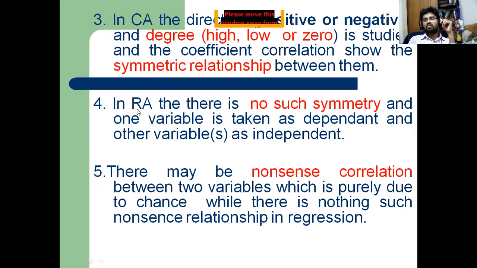But whereas in regression analysis, there is no such symmetry, and one variable is taken as the dependent variable and the others are independent variables. For example, does the student change more because of the teacher, or does the teacher change more because of the student? The student depends on the teacher, nothing but the teacher is the independent variable and the student is the dependent variable, right? So only in regression analysis can we come to know how much the teacher changes in the subject, how much it can influence the students, right?